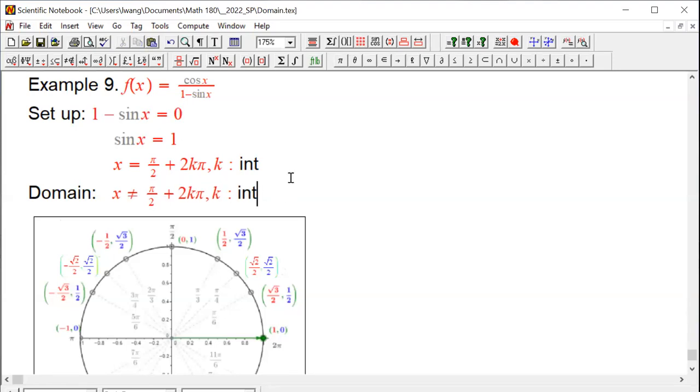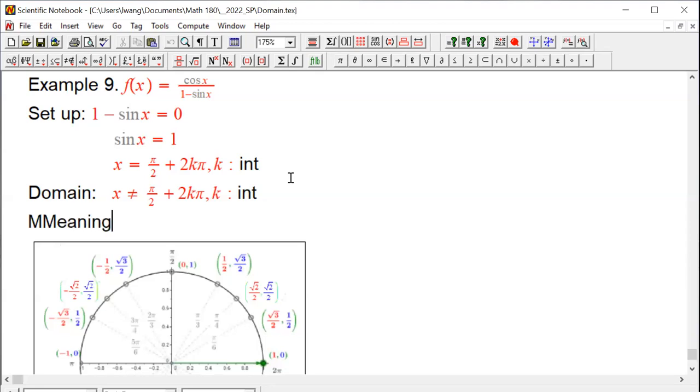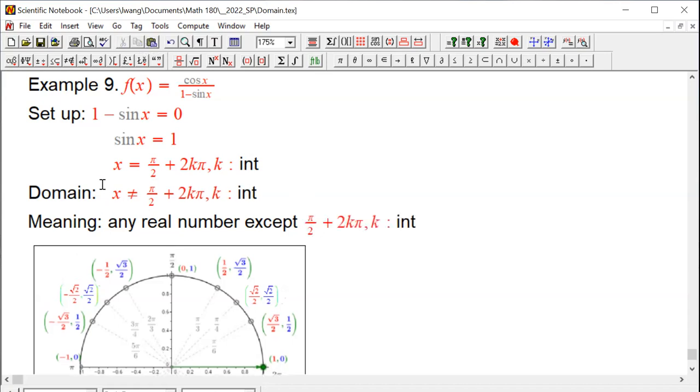So the meaning of this statement is any real number except all of these. So that's the meaning. And we write it in the shorthand notation like this. Okay, so we use that shorthand notation.